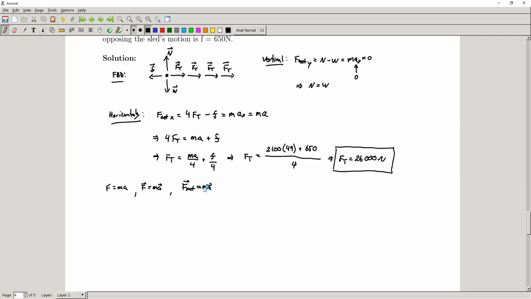But for now, the easiest way to proceed with this is just build your free body diagram, draw in all the forces, find out what the net force is, as I've done in each of these cases, the vertical and horizontal case, and then you're going to find it easier to work with the problem.